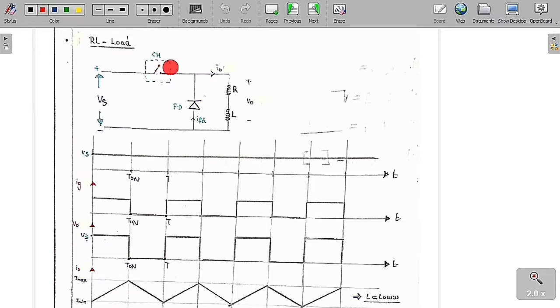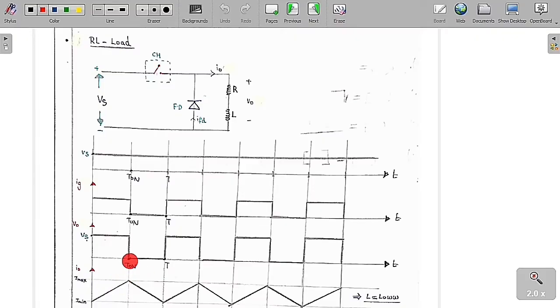Whenever the chopper is on, the output voltage is equal to the supply voltage and the inductor is going to get charged. So the current is going to be charging, meaning it will be rising. Therefore we can say it will be rising from the minimum value to the maximum value.